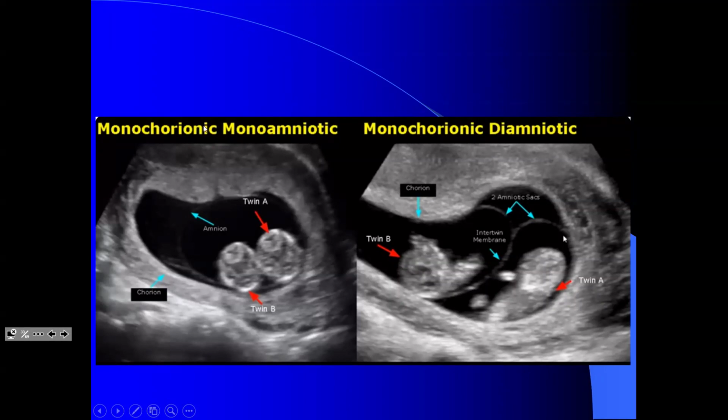The problem with monochorionic, monoamniotic pregnancy is that sometimes you would have complications, so you have to carefully monitor them. Why? Because placenta sharing can sometimes result in one fetus getting more oxygen and nutrients and the other not getting enough nutrients and oxygen. So one might grow larger and the other might remain small. So you have to keep checking whether they are growing symmetrically or not.